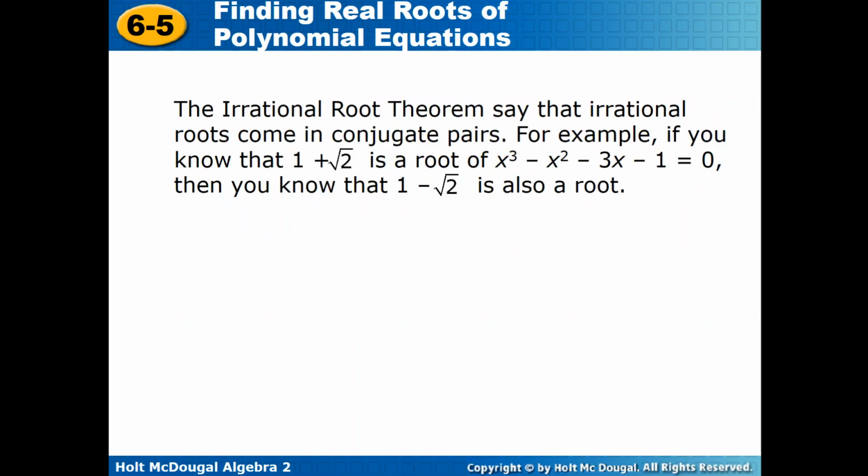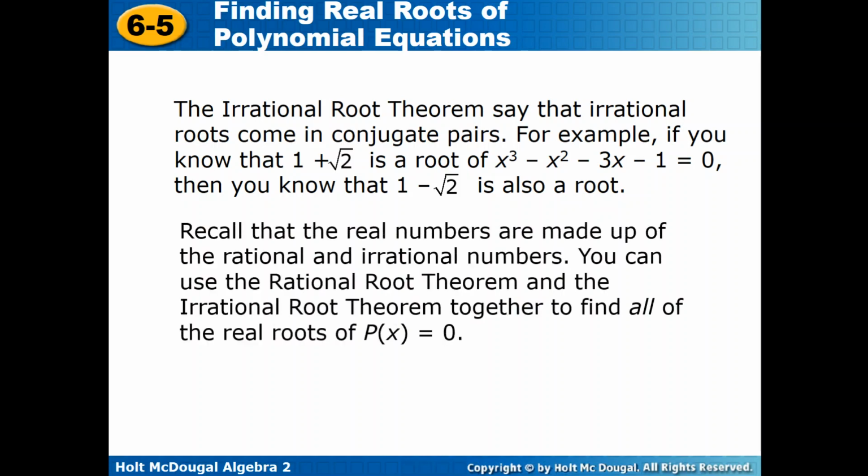The irrational root theorem says that irrational roots come in conjugate pairs. For example, if you know that 1 plus the square root of 2 is a root of x to the third minus x squared minus 3x minus 1 equals 0, then you know that 1 minus square root of 2 is also a root. Recall that the real numbers are made up of the rational and irrational numbers. You can use the rational root theorem and the irrational root theorem together to find all of the real roots of p of x equals 0.